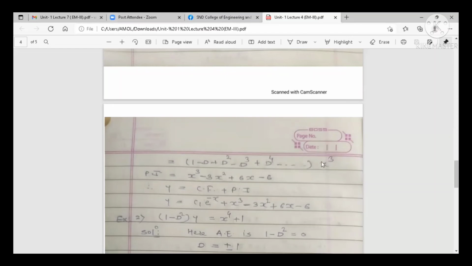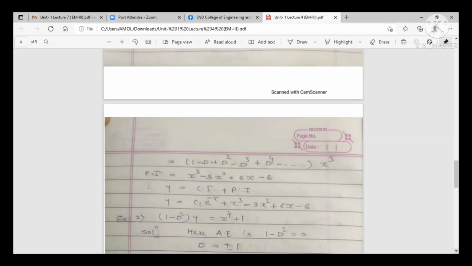D raised to 4 into x cube: the fourth derivative of x cube is 0. So no need to count the terms from D raised to 4. You just count the terms up to D cube because the degree of the polynomial is 3. And so this is the PI: x cube minus 3x square plus 6x minus 6. And so the general solution is y equals CF plus PI. You just add the complementary function and the particular integral, and you will get the general solution.